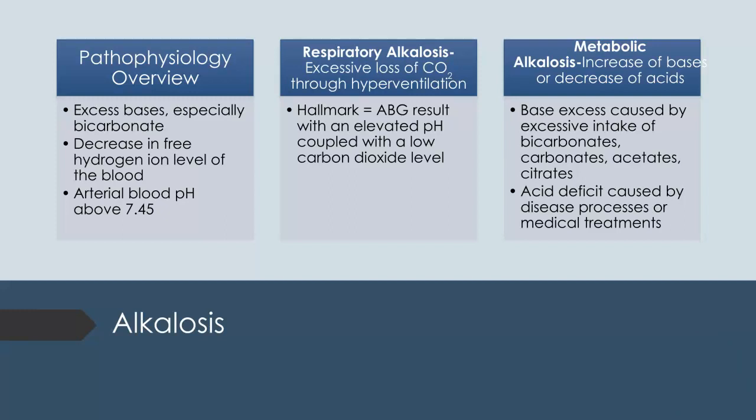So basic pathophysiology, we're going to have an excess base, especially bicarbonate. Remember, that's HCO3. A decrease in free hydrogen ion level in the blood, and that pH level of 7.45 is going to be elevated. Now with respiratory alkalosis, we're going to have that ABG with an elevated pH with the low CO2. So again, see how that is respiratory opposite.